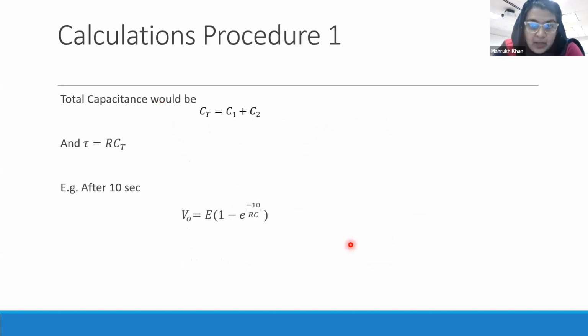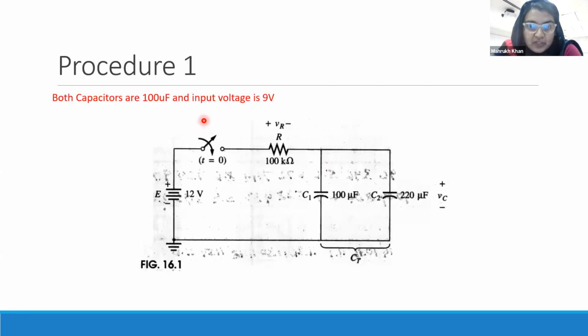So let's see what I tried to put here. As these capacitors are in parallel, we know that when capacitors are in parallel, we can just add them. I just added a note that here we want to take both of the capacitors at 100 microfarad, and our input voltage will be 9 volts. So it's for both simulation and experiments, okay?